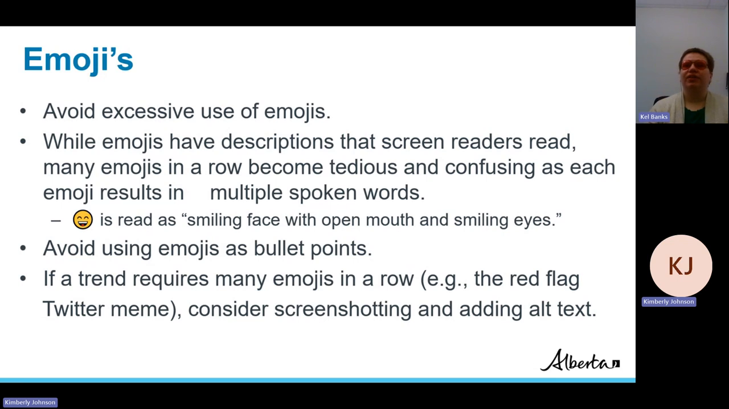So I have an example here on the screen of an emoji, and this smiling face, what a screen reader reads is smiling face with open mouth and smiling eyes emoji. And so imagine if there were 10 of those in a row, it'd take up a lot of time to listen to, and that can get very repetitive and redundant. So you want to avoid using emojis as bullet points.